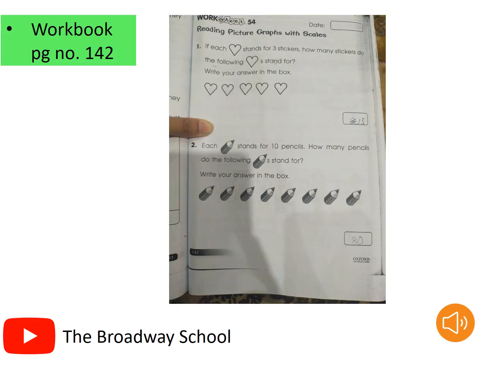Reading picture graphs with scales. If each heart stands for 3 stickers, how many stickers do the following hearts stand for? Write your answer in the box. If we have 5 hearts here, and 1 heart stands for 3 stickers, then 5 multiplied by 3 is equal to 15. There is a box given on your right hand, so write your answer over here, 15.